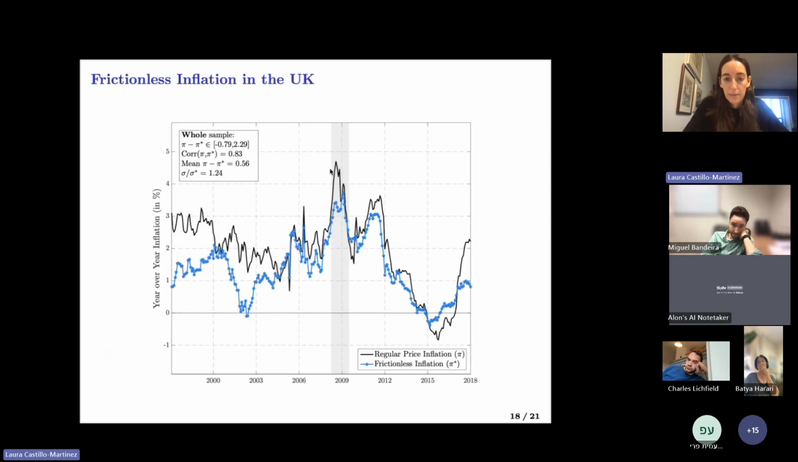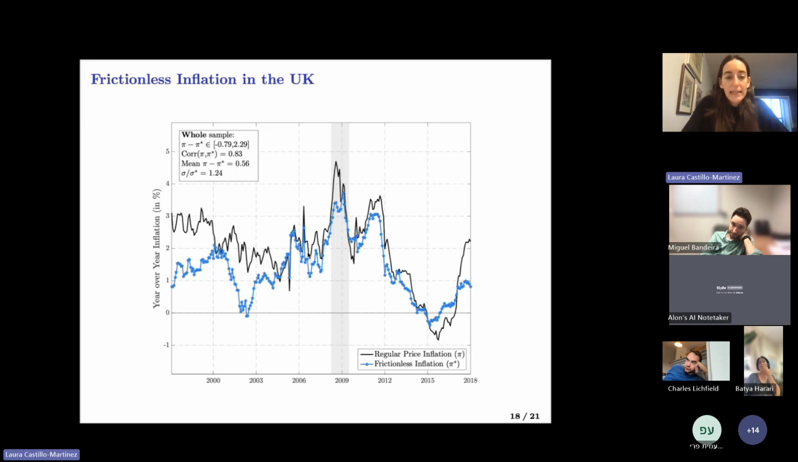So we're reporting two things. We're reporting in black what regular price inflation is. This might not map directly into the core headline inflation measure that the ONS provides, because we're just using our sample. That means that some items are not there, and that we're going through some cleaning procedure that the ONS does not. But in general, it looks very much in line, especially the swings are related to what your headline core inflation measures would look like. This is the benchmark that we want to compare our estimates to. And the estimate of frictionless inflation is here in blue.